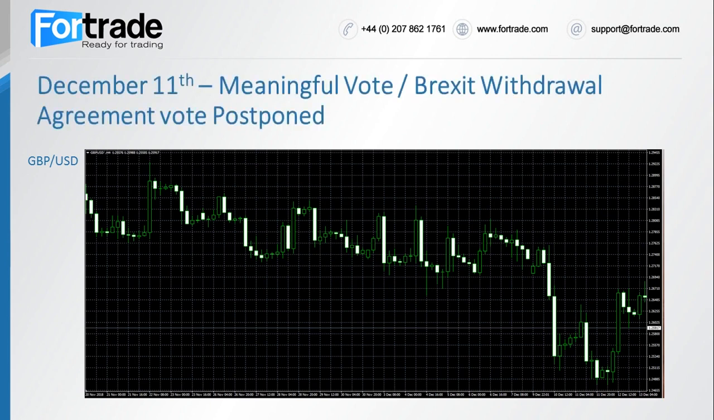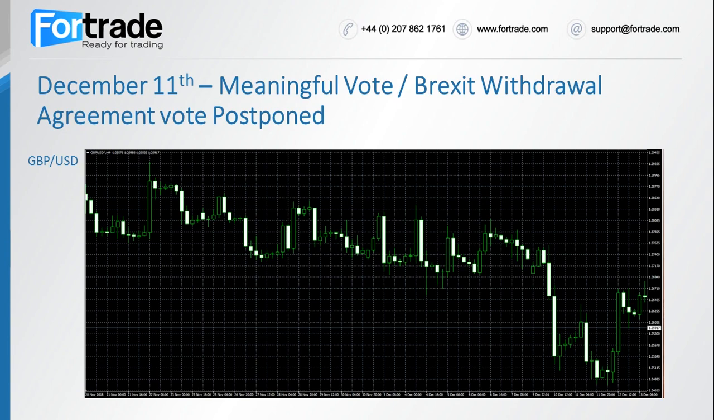The highly awaited Brexit withdrawal vote on the deal that Prime Minister May brought back from Brussels was expected to be held on December the 11th. But instead, on December the 10th, Bloomberg and the BBC reported that Prime Minister May would make a statement to the House and delay the vote. You can see how the currency markets reacted here.